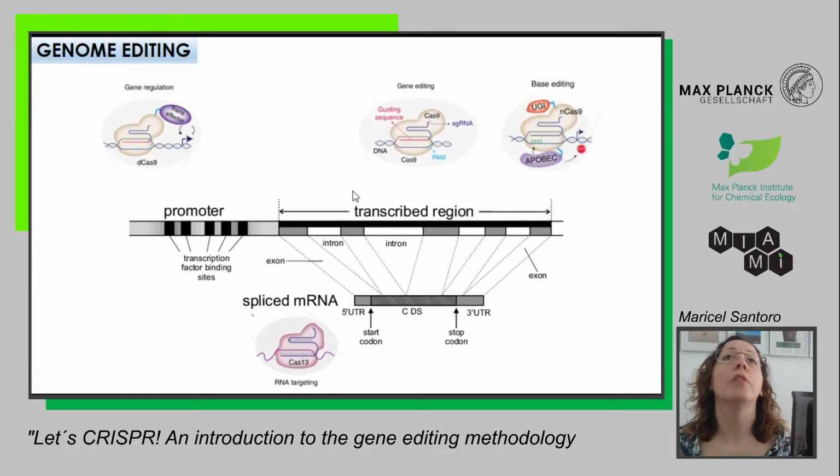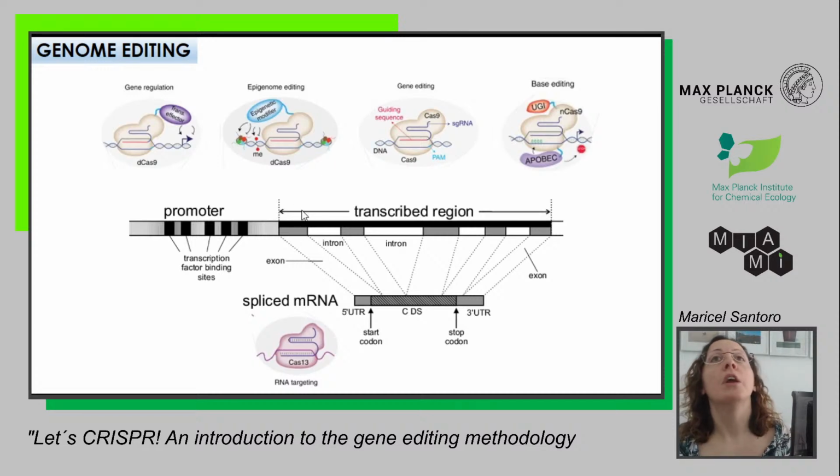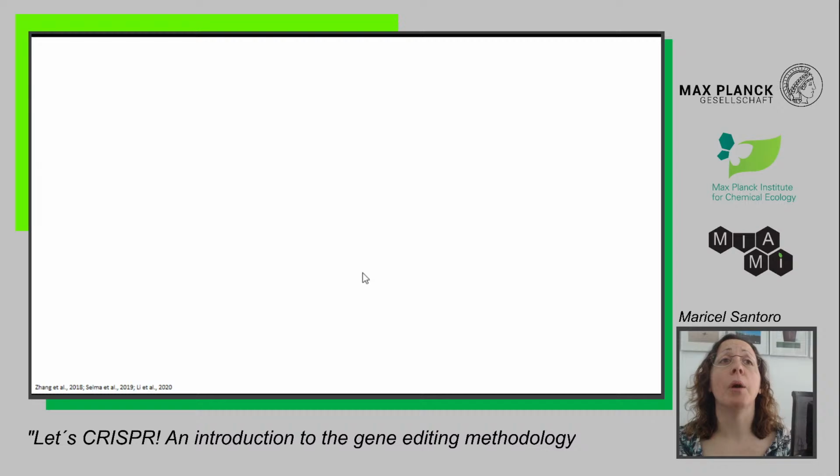So we don't get rid of the codifying sequence or mutate it, but we can actually turn this sequence off and on. Another one is, for example, epigenome editing. So this modifier, the effector, is actually adding or taking off this methyl group. We can also regulate the transcription of a gene. And there have been some applications of this also in plants.